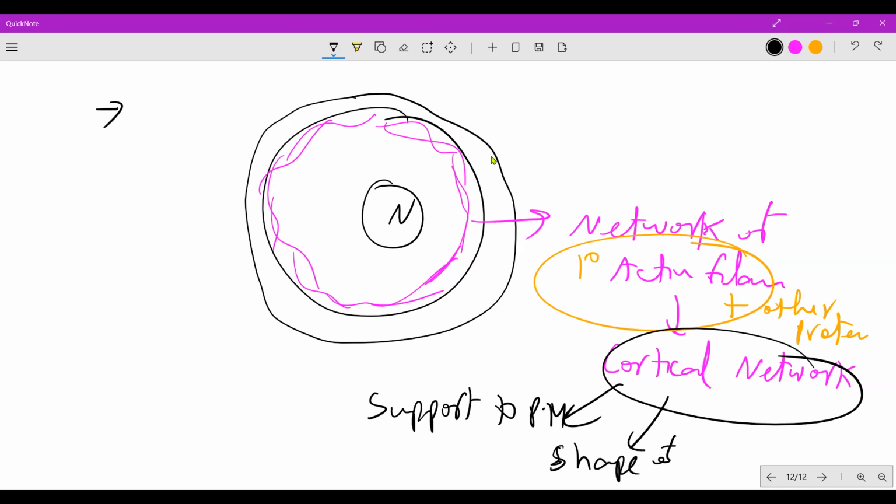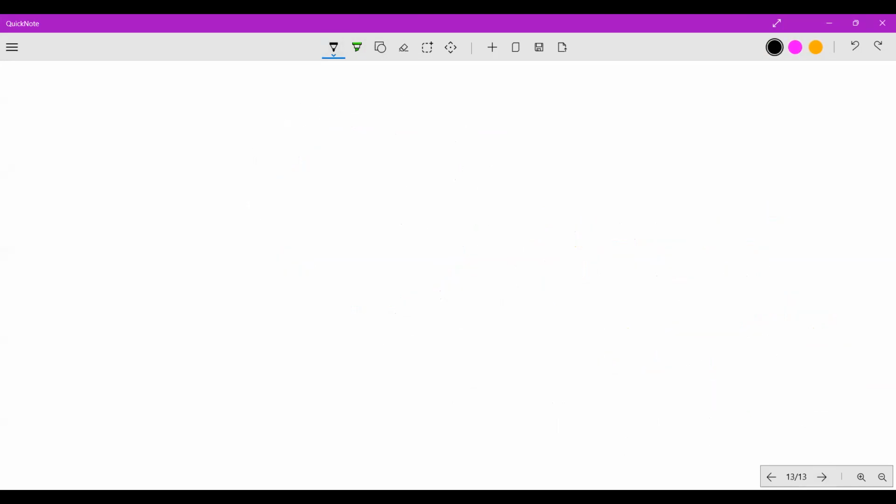Shape of cell. अगर मैंने कहा RBC is biconcave, why RBC is biconcave? Who's responsible? Tell me. It is the cortical skeleton. ये जो हमारा cortical network. This is what is responsible for the shape of the RBC. So ultimately, जो actin filaments हैं, they perform very important functions in the cell.